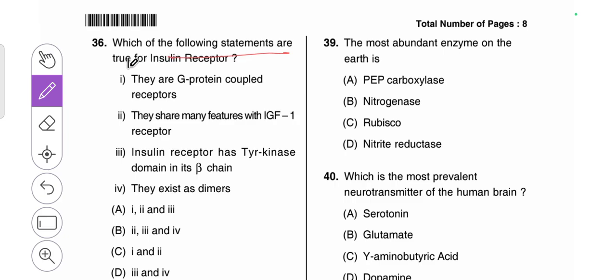Which of the following statements are true for insulin receptors? They are G protein coupled. Insulin receptors are not G protein coupled receptors. They share many features with the IGF-1 receptor. It is true. Insulin receptors have a tyrosine kinase domain in the beta chain. It is also true. They exist as dimers. It is also true. So 2, 3, 4 is the right answer.